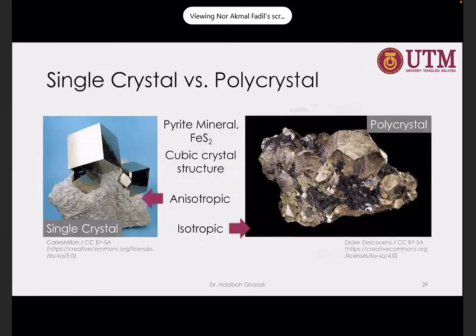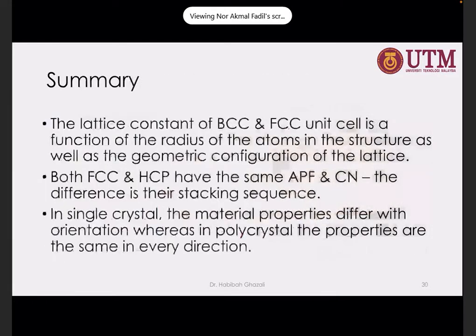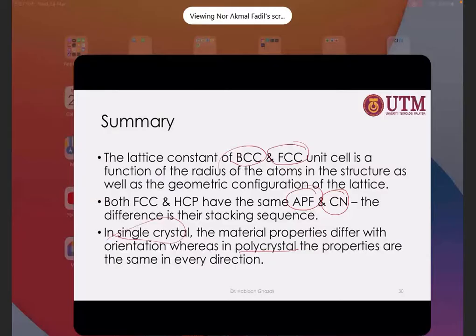Okay, so I think that's all for this part of the lesson. Whatever you have to know is something to do with the structure of the unit cell, either BCC, FCC, and then what else? We talked about APF and also the density, coordination number, single crystal, and polycrystal. So the next.